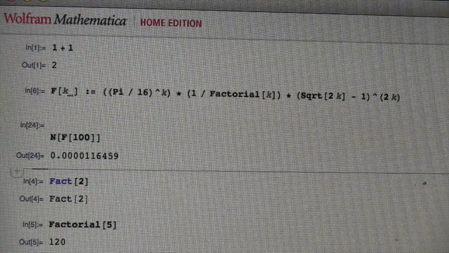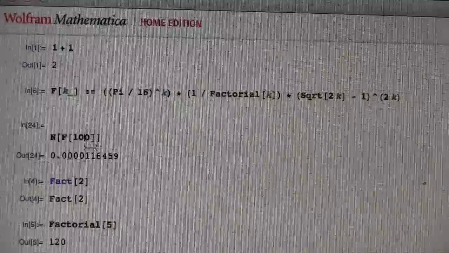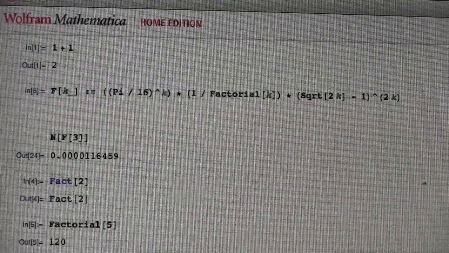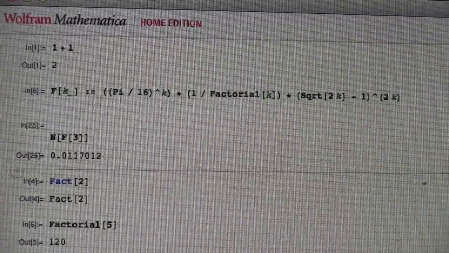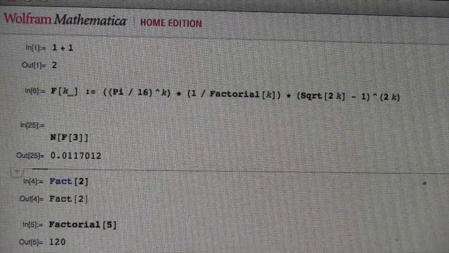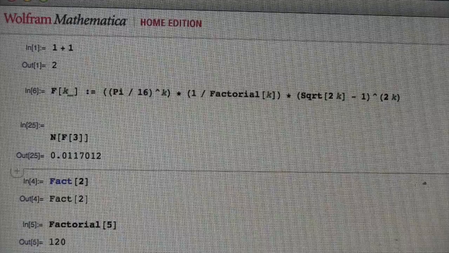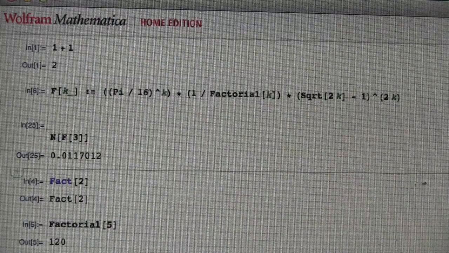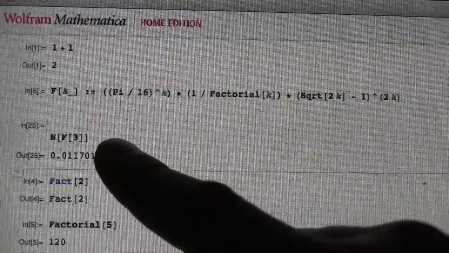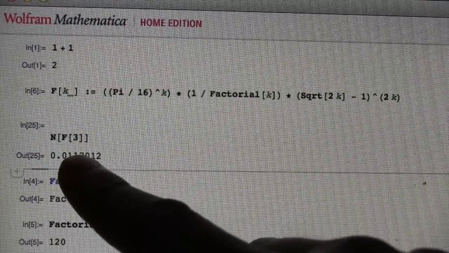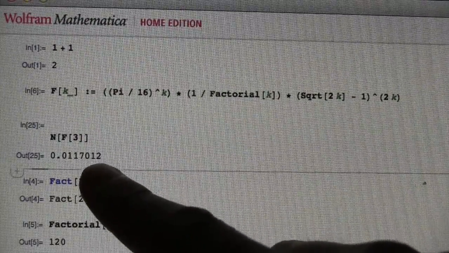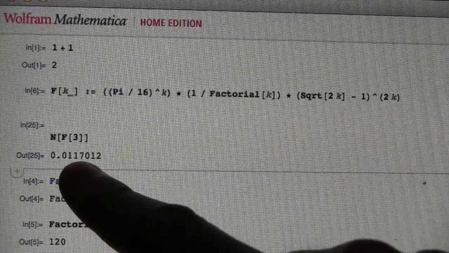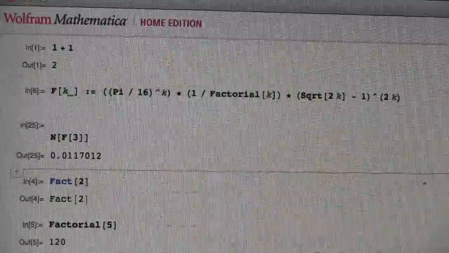Maybe we could try 3. In 3 dimensions, does it look like our sphere was outside? No, but it's closer, 0.01. Sorry, f of 3, I forgot, our dimension is twice this. Remember, our formula only works in even dimensions. So in 6 dimensions, the volume of our sphere is a little more than 1/100th.